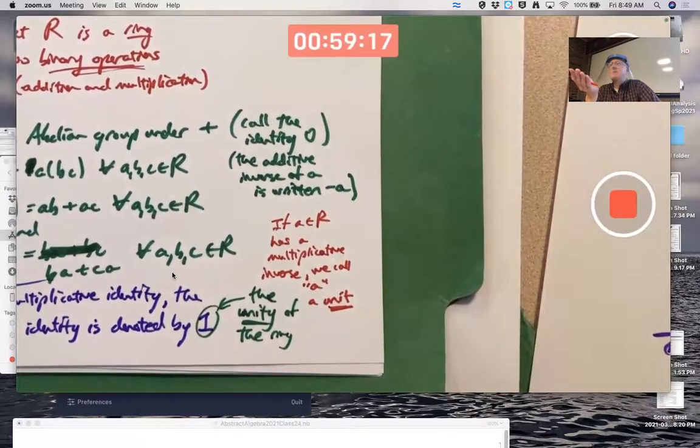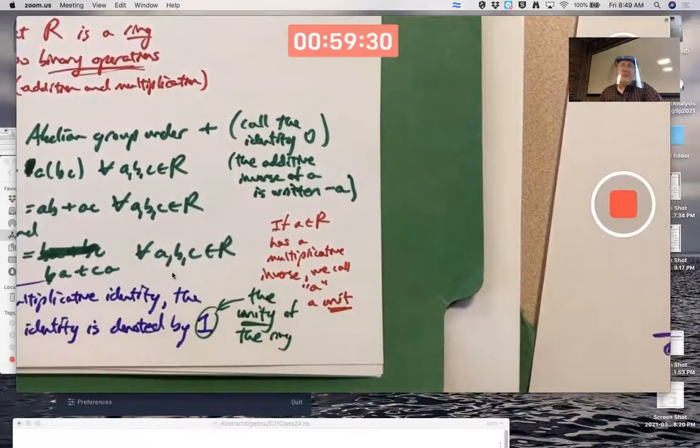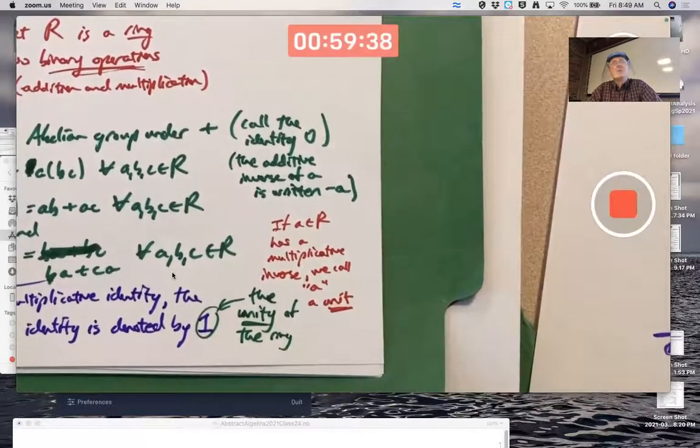Yeah, it takes proof, but 0 will never have a multiplicative inverse. Whatever the 0 is in your ring, whether it's the number 0 or the 0 matrix, or the 0 polynomial, it will never have a multiplicative inverse. So what that means is rings are never, ever groups under multiplication.